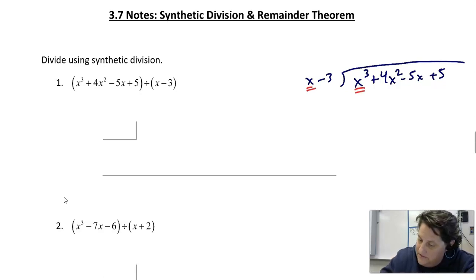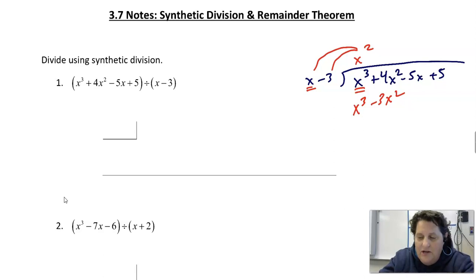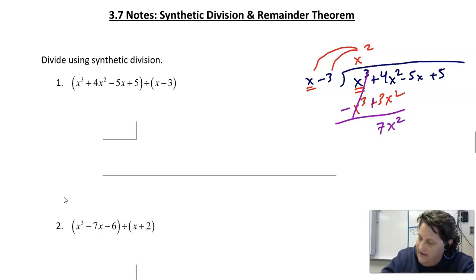We'd say x goes into x to the third how many times? X squared. I multiply it down and I get x to the third, and I multiply it down and I get 3x squared. You guys remember that the next step was always change your signs. Okay, so that crosses out and I get 7x squared, and I bring down the 5x. And then I do the whole process over again.